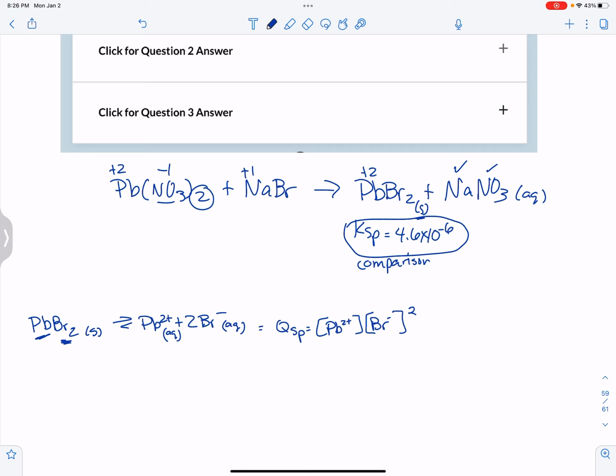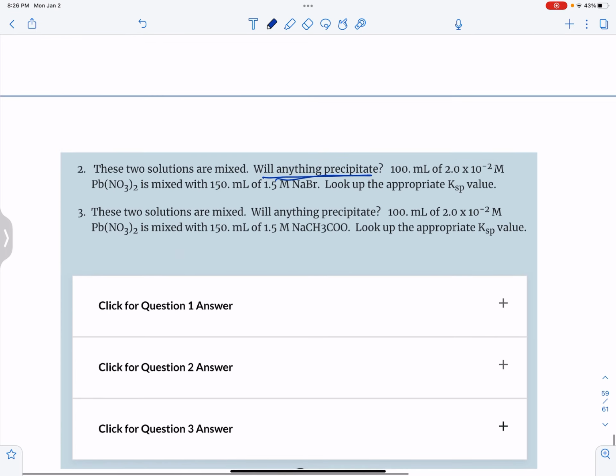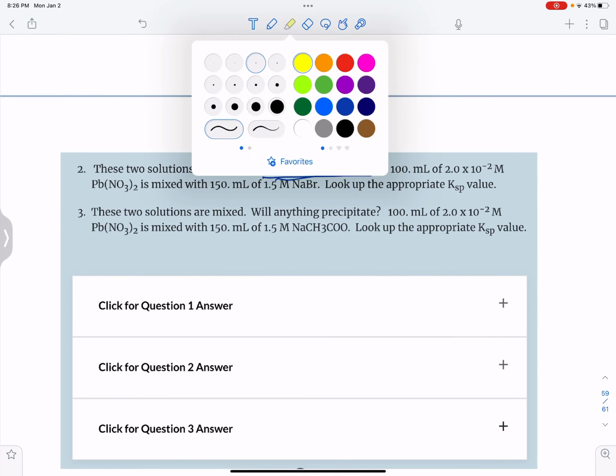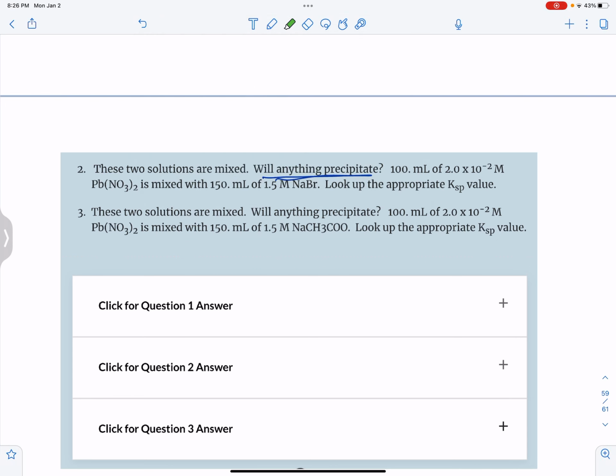So there's our Qsp expression. That's the whole reason I wrote that out. I'm not trying to go all into crazy ICE chart land. But I do need this value and I need that value. So I'm going to get the Pb from this mixture. I'm sorry, I did the wrong one. From this mixture. That's where I'm getting my Pb from. And then my Br is going to be coming from that mixture.